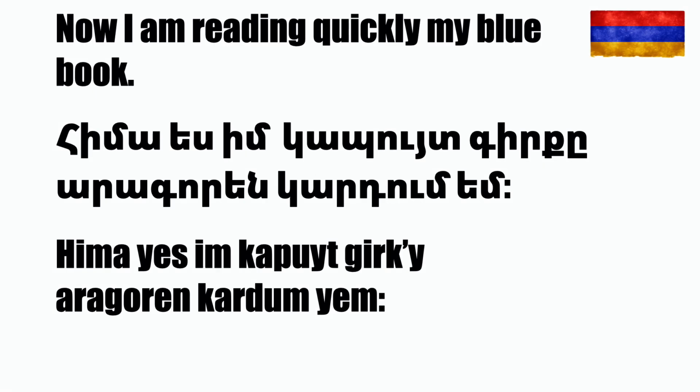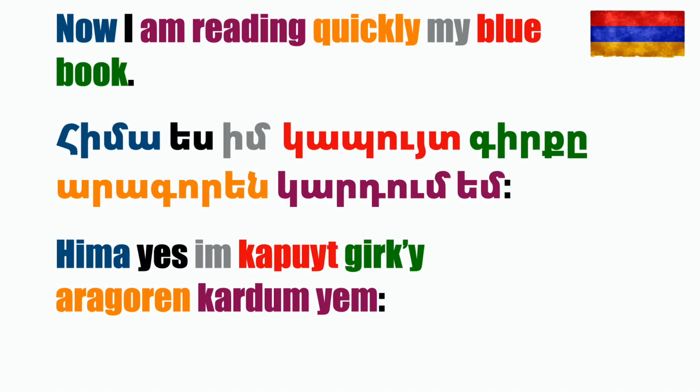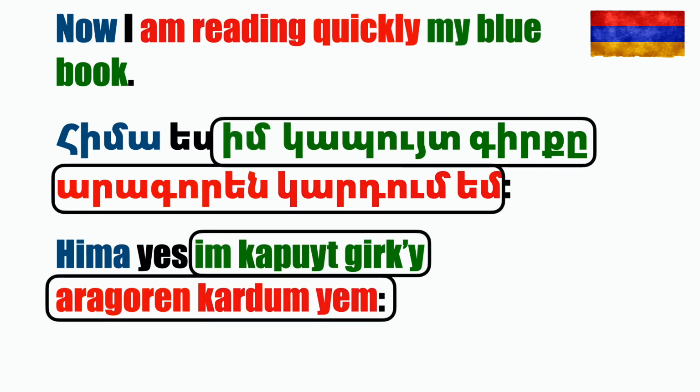Now, let's have a look at a more complex sentence. By simply expanding our existing sentence with an adjective and an adverb, we have: now I'm quickly reading my blue book. In Armenian, this sentence is Հիմա ես իմ կապույտ գիրքը արագորեն կարդում եմ. Again, I marked the same word in different colors. Here you can see that the logical groups of words became just a little bit bigger by adding an adverb and an adjective. You are free to change the position of these new word groups to form sentences, but you should keep them together as a group.